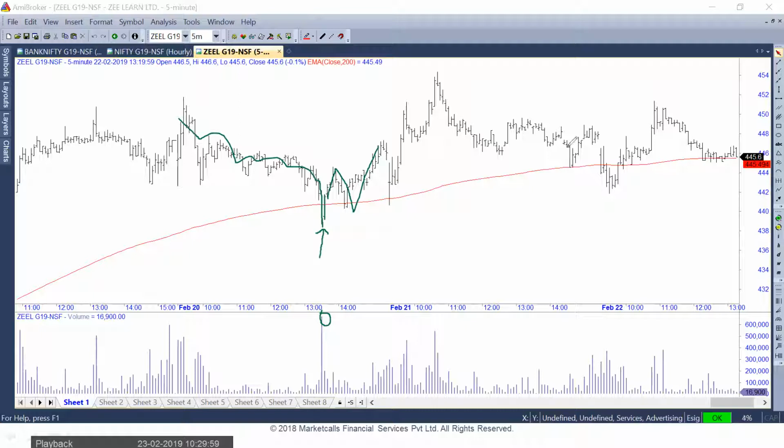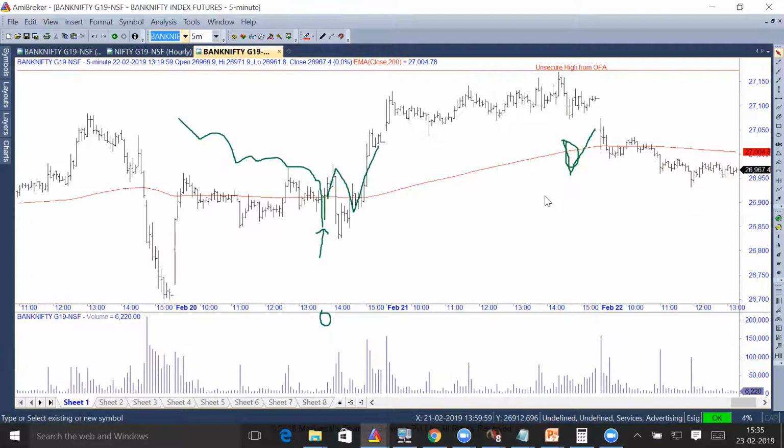So again, you can see one more momentum auction reversal zone over here. But volumes are not supporting, though it comes very close to the 200-day moving average. And if I take Bank Nifty, sometime back in Bank Nifty, it comes over here at the 200-day moving average.